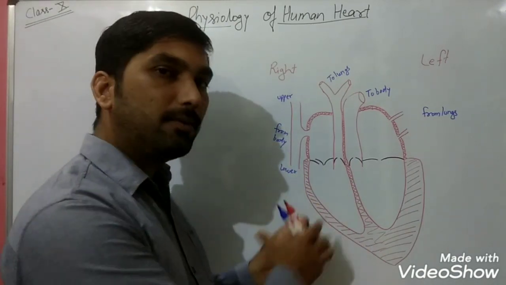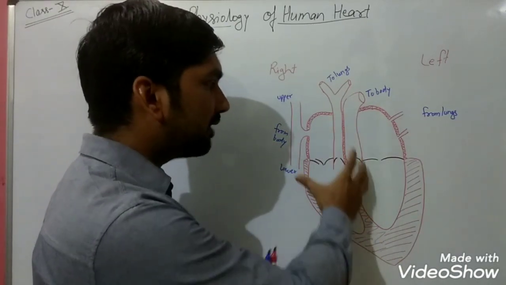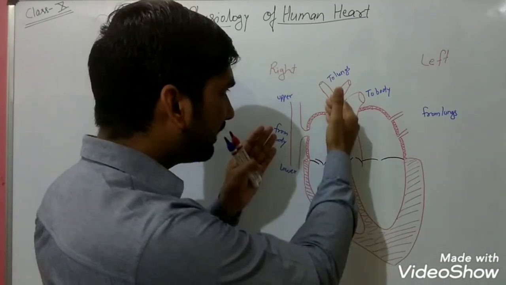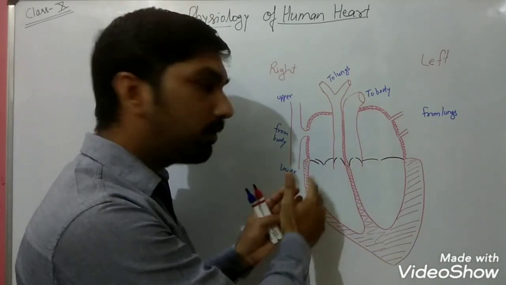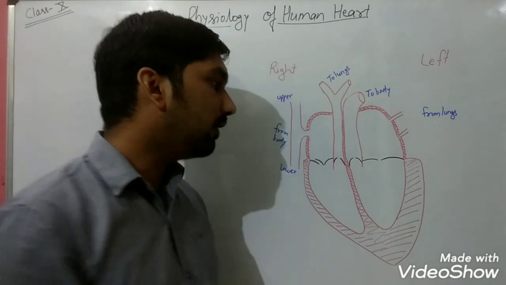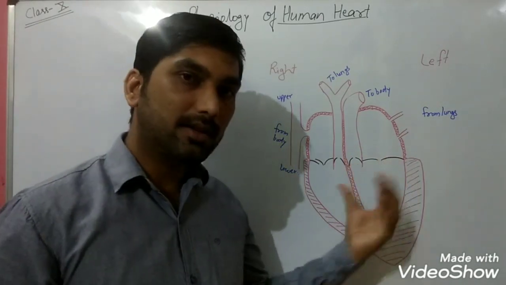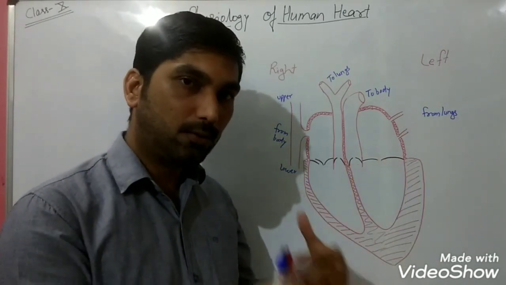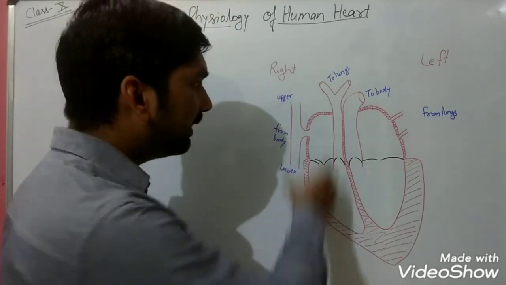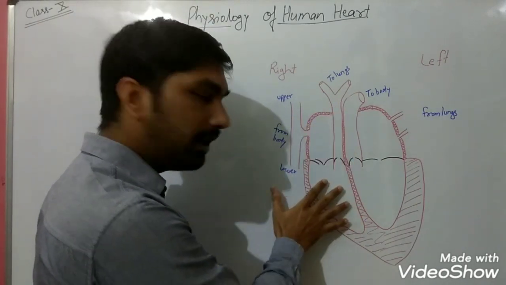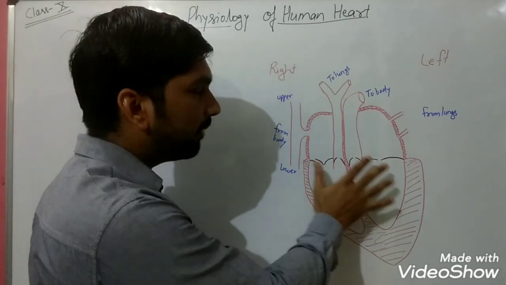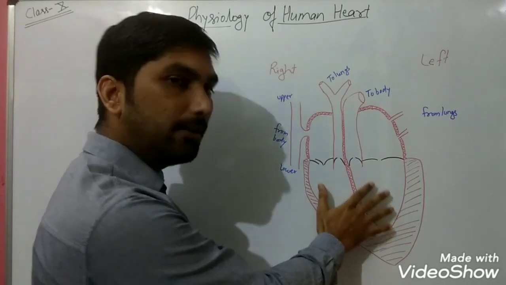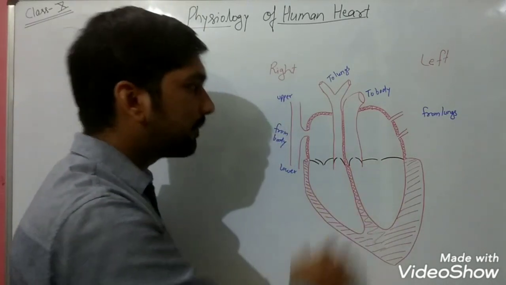And in the previous video I made the structure with two colors. This right side was with blue color and this left side was with red color, just to indicate that this side of the heart is having deoxygenated blood, but the left side of the heart is having oxygenated blood.